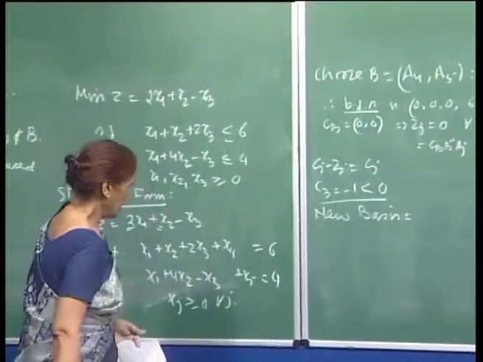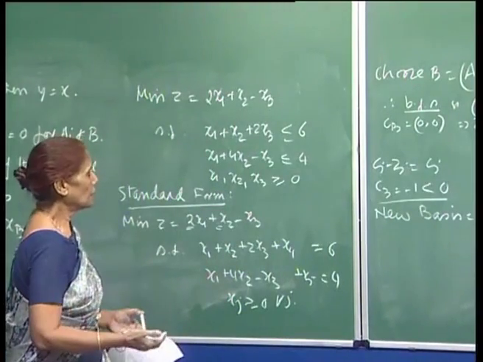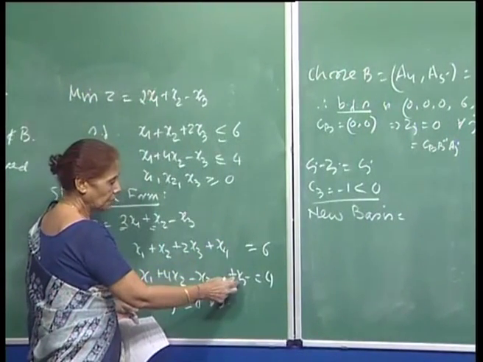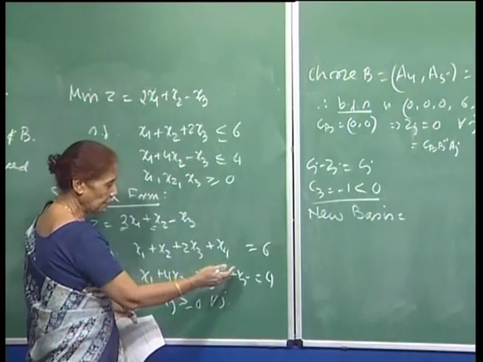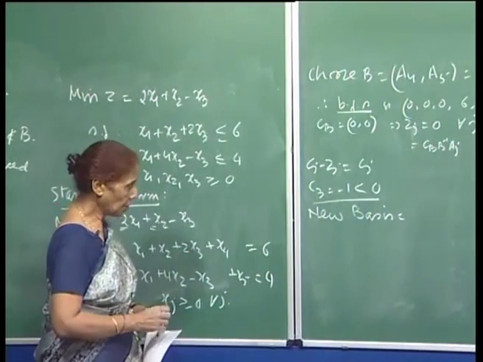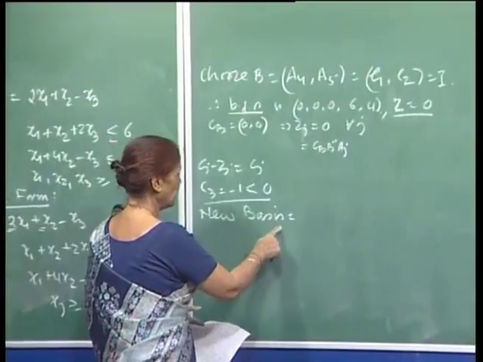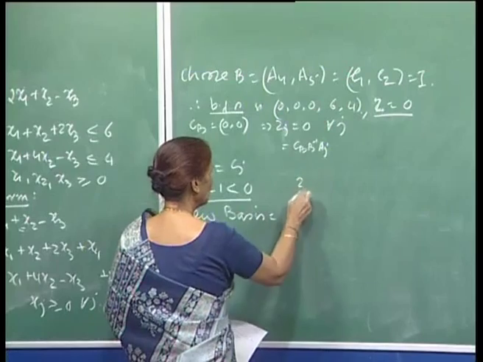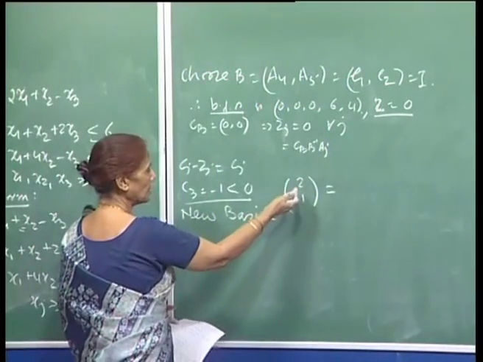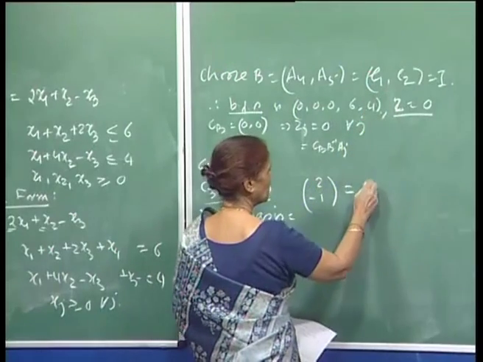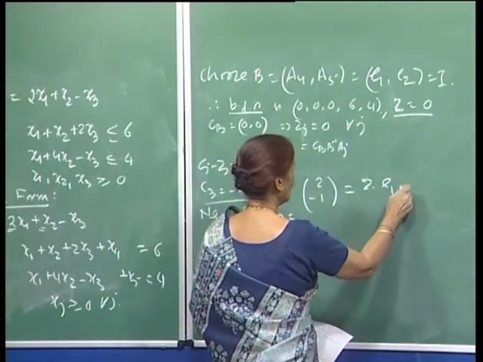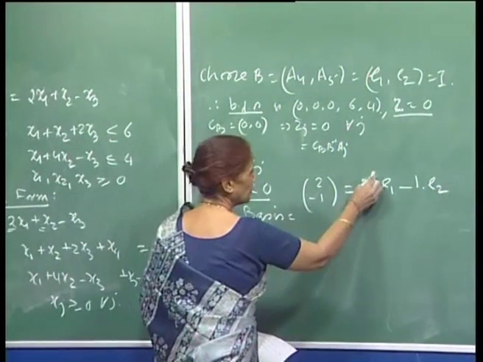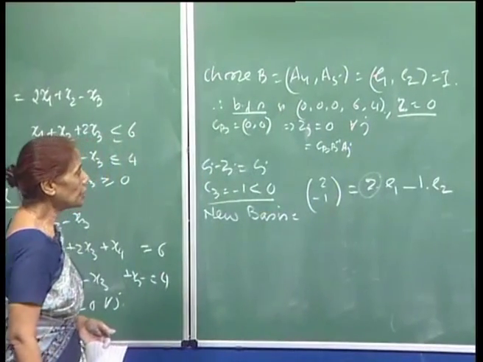So the next question that has to be answered is, which of these basic columns A4 and A5 will be replaced by this? And remember, for that what were we doing? Before I write the new basis, since I am inducting A3, I will write my A3 column as 2 and minus 1, and there is no problem, because my basis is an identity matrix. So this is actually 2 times E1 minus 1 times E2, right? And remember, we use the positive Yij's.